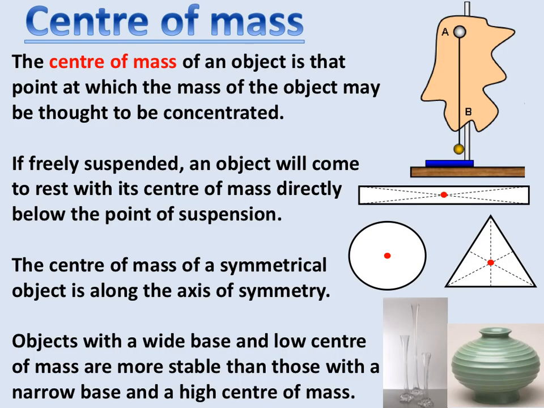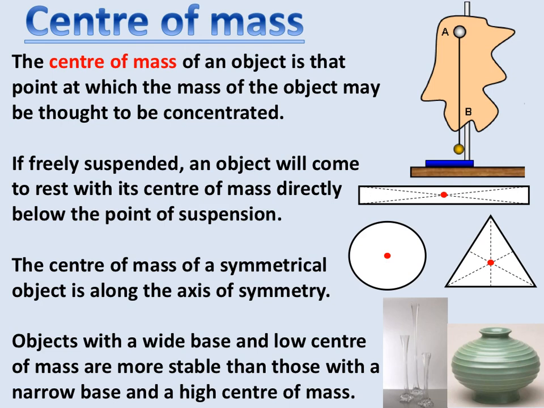Now let's look at centre of mass. The centre of mass of an object is a point at which the mass of the object may be thought to be concentrated. So in physics it's nicer to simplify things down, so rather than thinking of something that's quite big and bulky, we like to think about how it would act from the centre of mass. If you want to locate the centre of mass, you can freely suspend an object, and it will come to rest with its centre of mass directly below the point of suspension.